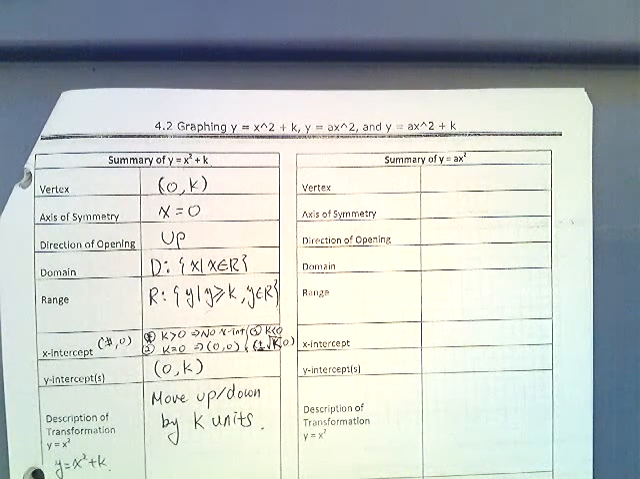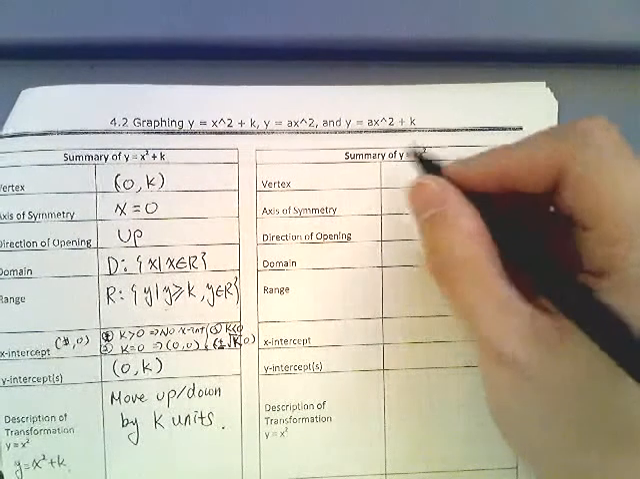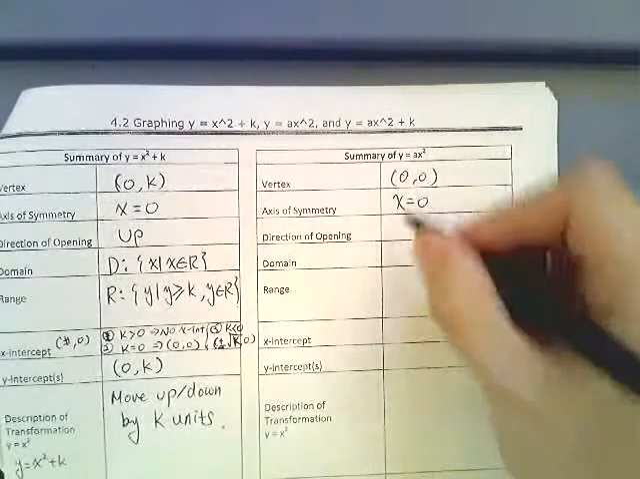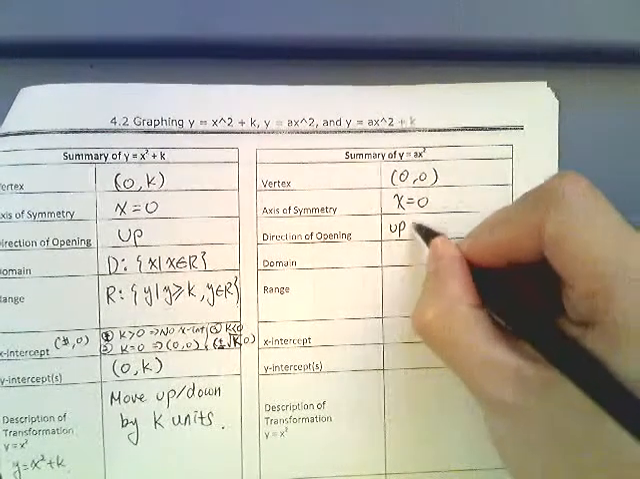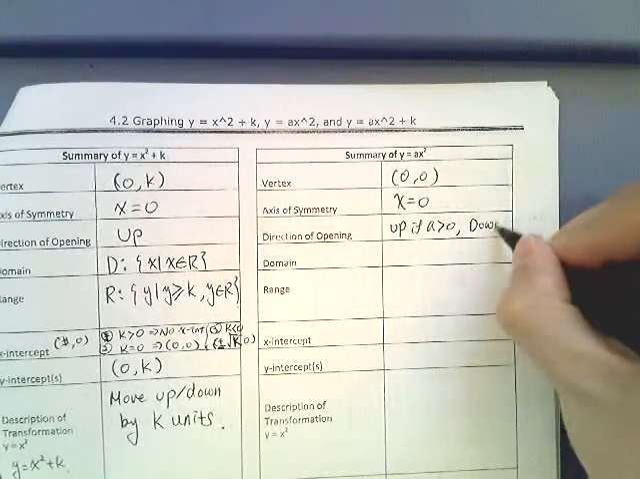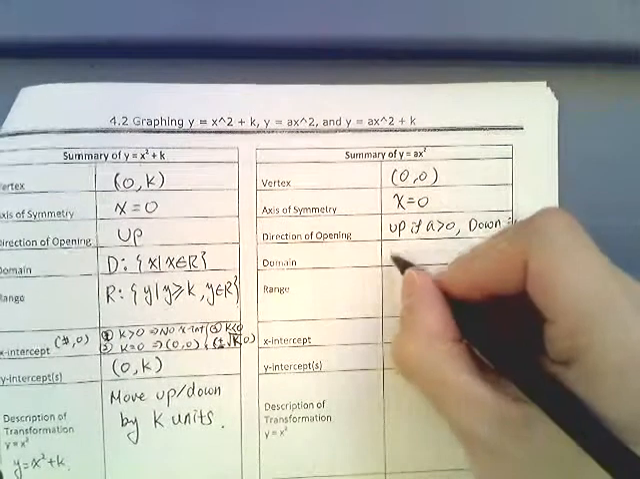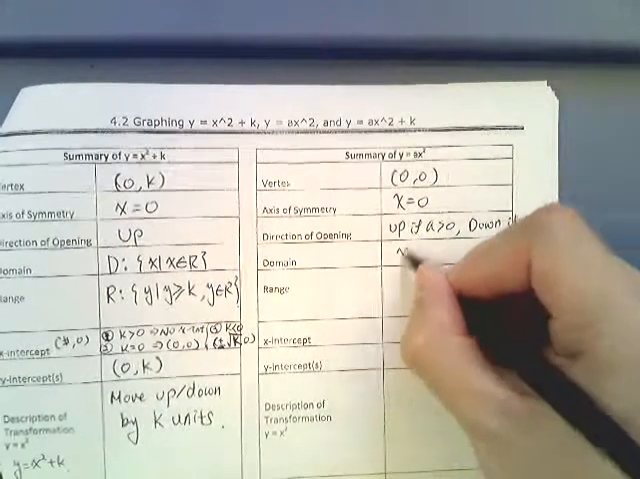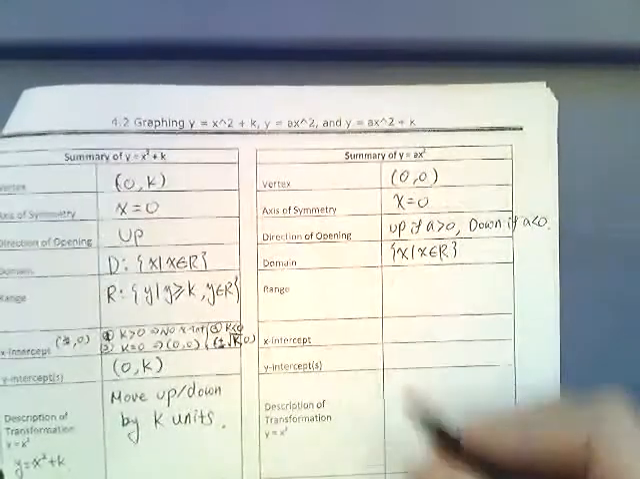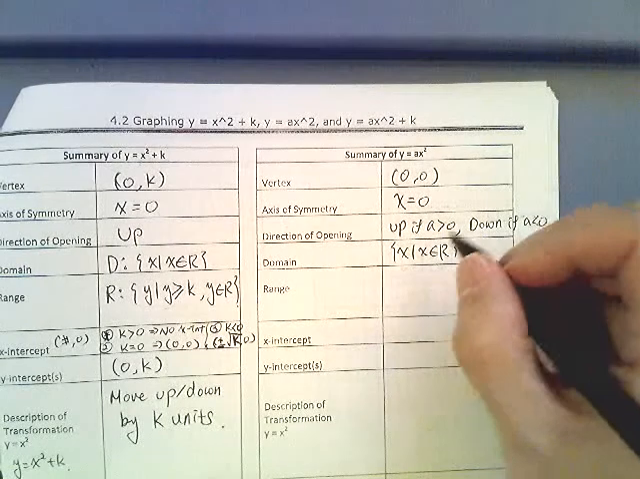Now, pretty much the same thing as the second table. I'm going to go a bit quicker. Now the vertex here, I don't have anything added to the x's, so it will be 0, comma 0. Axis of symmetry is always the x value of 0. Direction of opening, it will be up if a is greater than 0. It will be down if a is less than 0. Now the domain is always x such that x is an element of real number, whereas the range is always following the vertex.